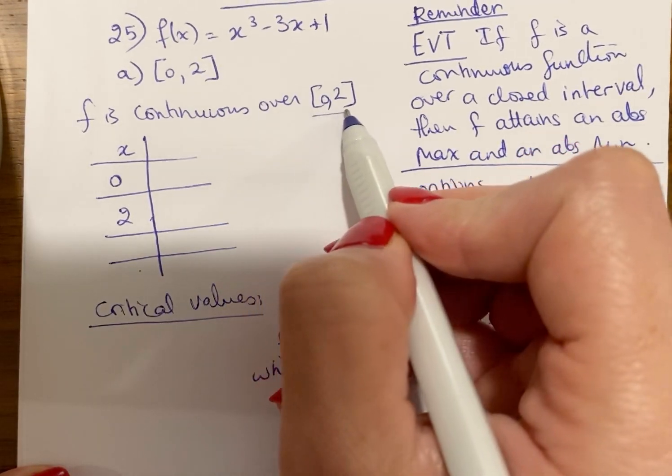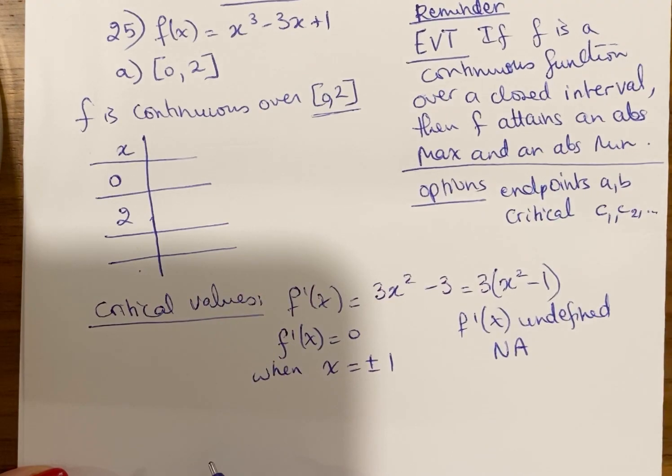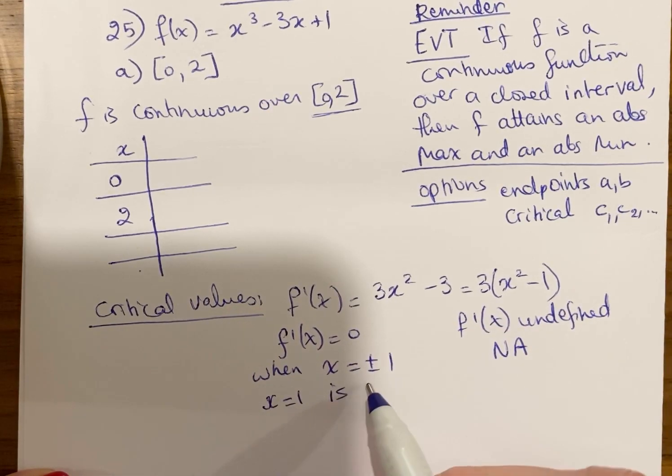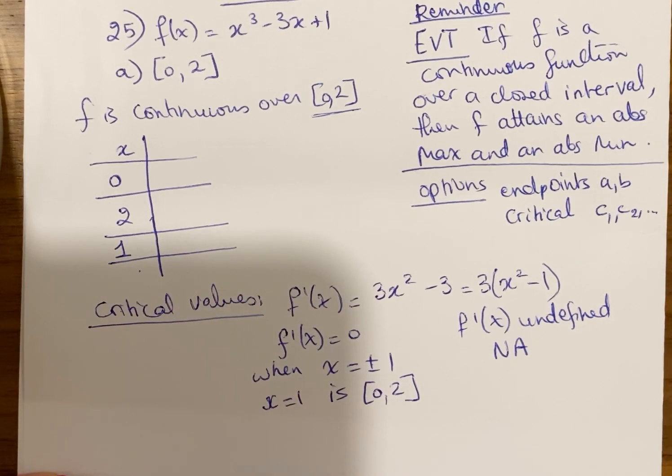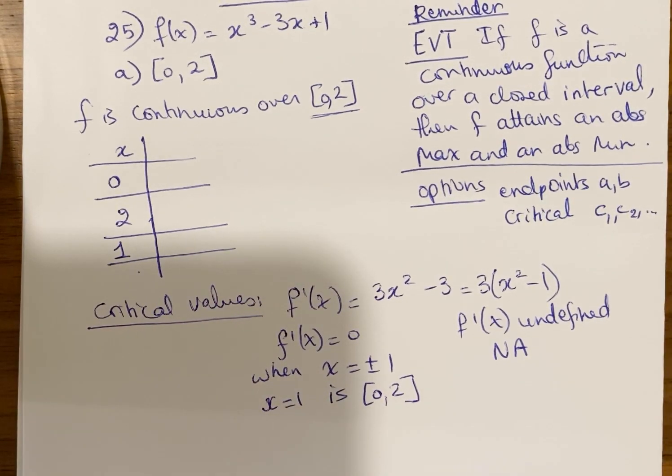Because what is the interval you are working with? From 0 to 2. Plus and minus 1 do not both belong to 0 to 2. What is the only value that belongs to the interval from 0 to 2? x equals 1 is the only one. Minus 1 is less than 0, so it does not belong to this interval. So what's my third option? x equals 1.